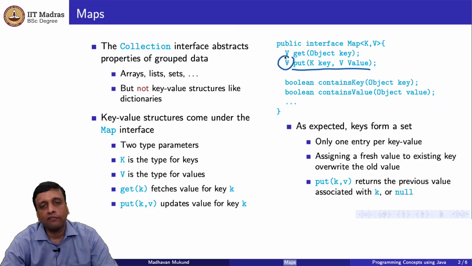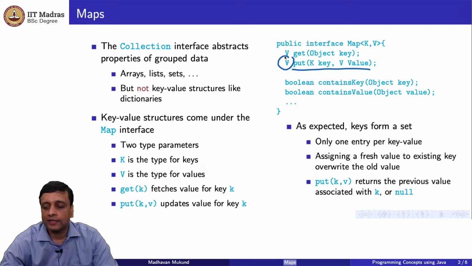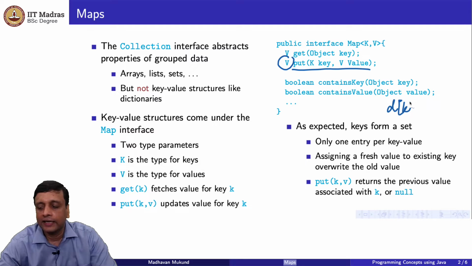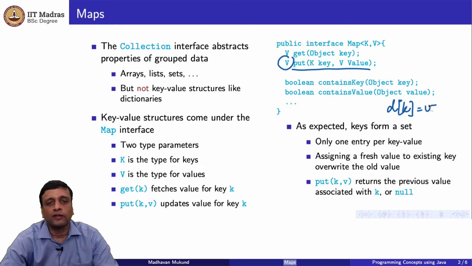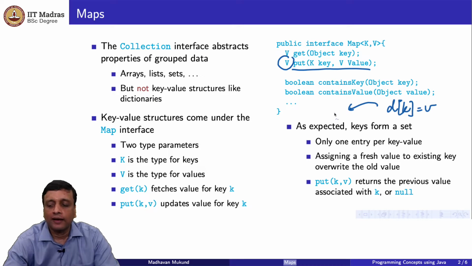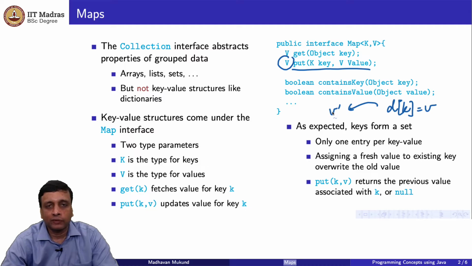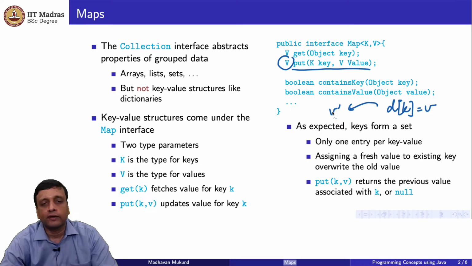So put(k, v) updates the value associated with the k. So it is like in a dictionary you would say d[k] is equal to v. That's what put(k, v) does for you. But in addition, it gives you back the old v prime. So there was already a value v prime associated with this key. So what put does is, when you update it to a new value, it gives you back the old value, and that's why the return type of put is actually V and not something like boolean, did it work or not, or void or something like that.